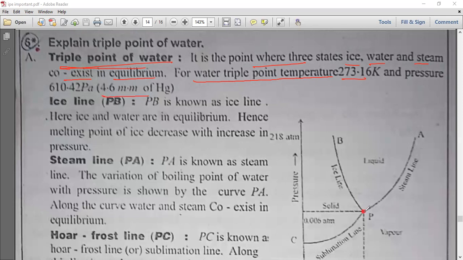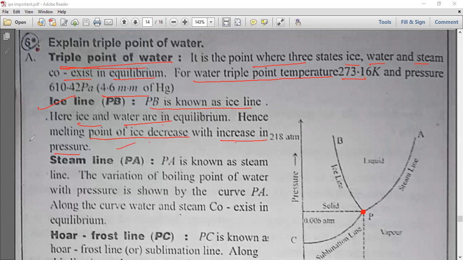Means this point. Already in the notes it is there very clearly. You will understand. Go through notes once. Classwork. Next is ice line. You can see PB. This point P and this PB is ice line. And here you can see the melting point of ice decreases with increase in pressure, and ice and water are in equilibrium. 3 points only you write. PB is known as ice line. Ice and water are in equilibrium, and hence the melting point of ice decreases with increase in pressure.